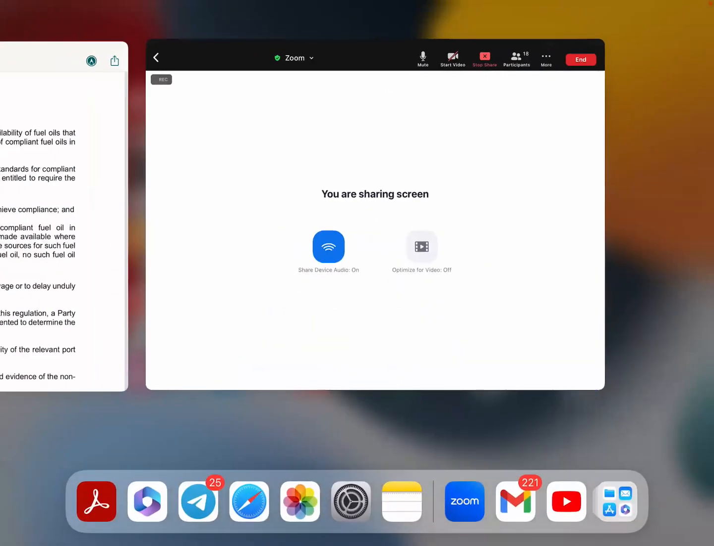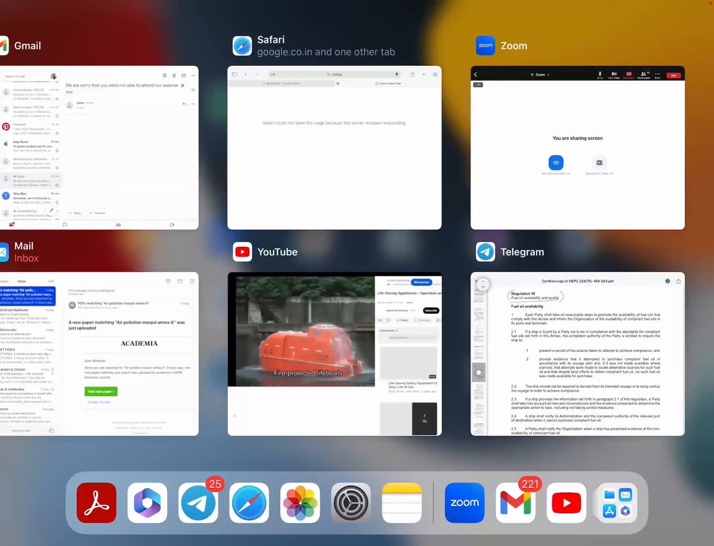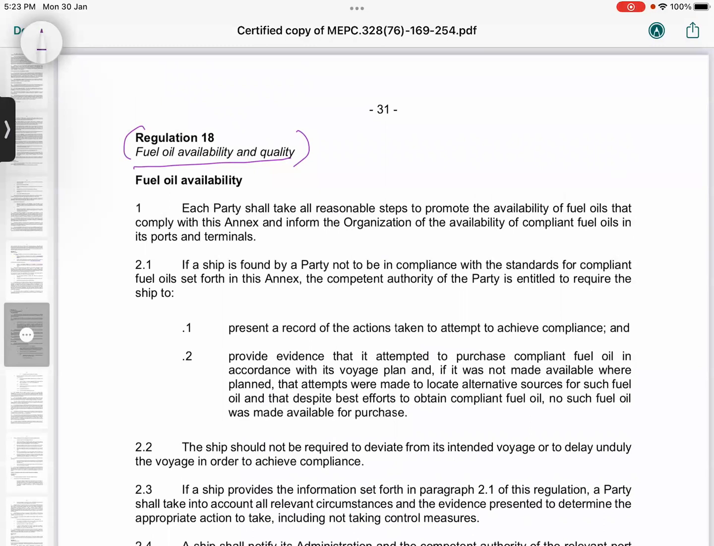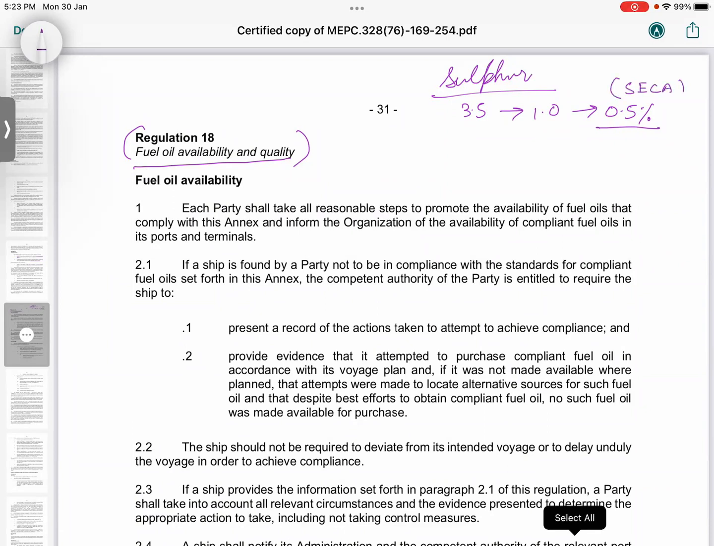So now we are going to the fuel oil availability and quality, right? In this, are you aware what are the regulations now for the sulfur? अभी कौन सा regulation आपका sulfur के लिए? Yes, the sulfur requirements. Before it was 3.5, right? Then it came down to 1%, and now it has come to 0.5, right? Outside ECA. Outside ECA पहले 3.5 था, उससे हुआ 1.0%, and then now it is 0.5%, right? That is outside the emission controlled area, outside SECA.